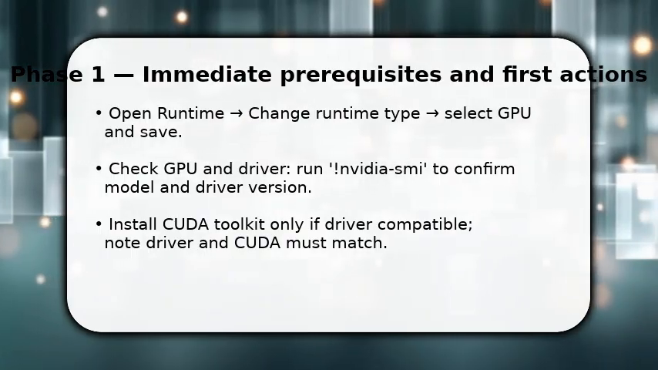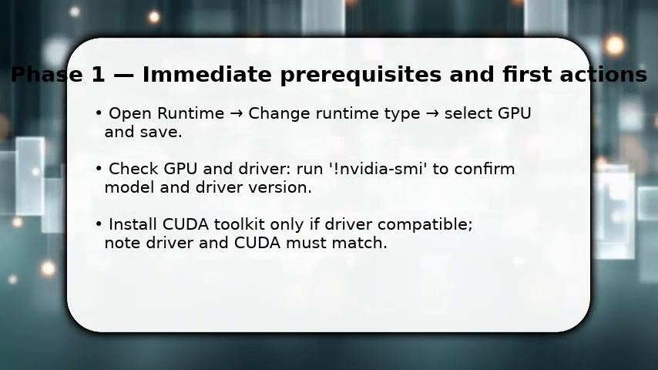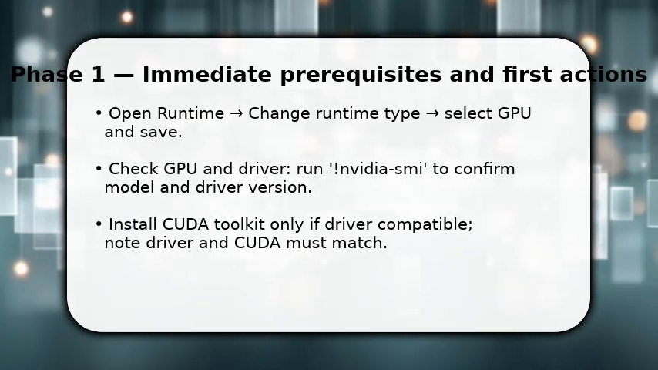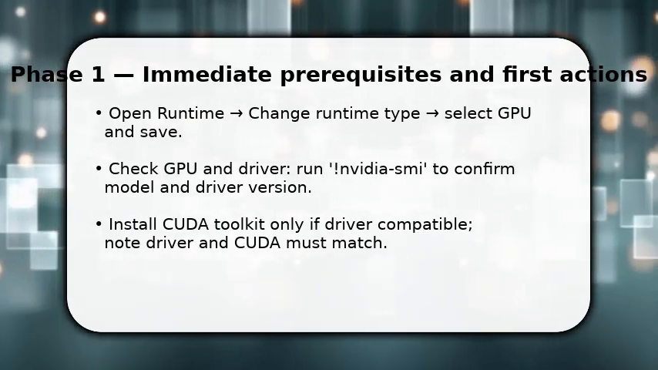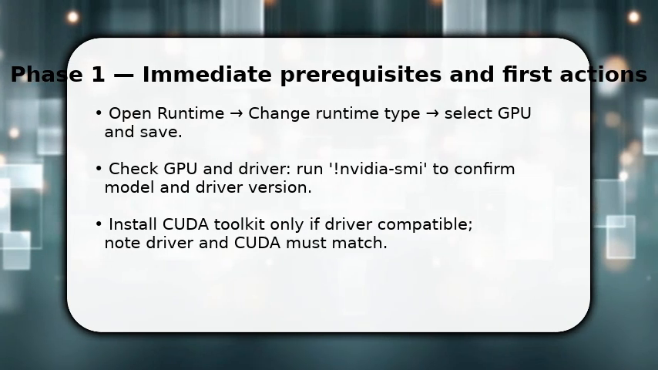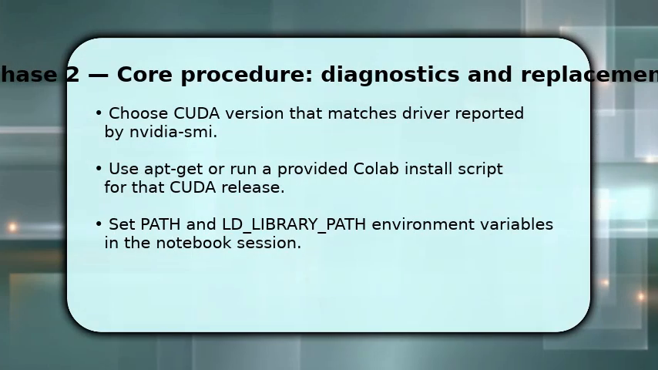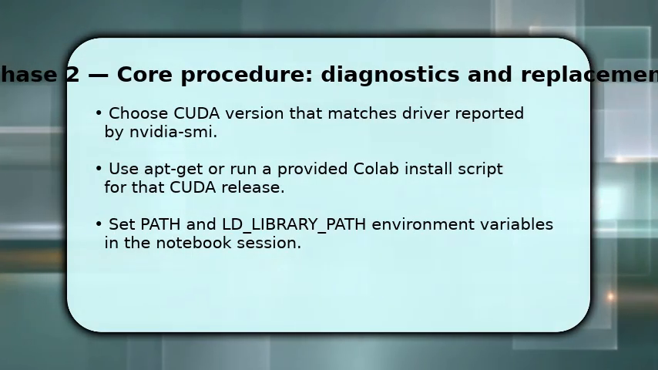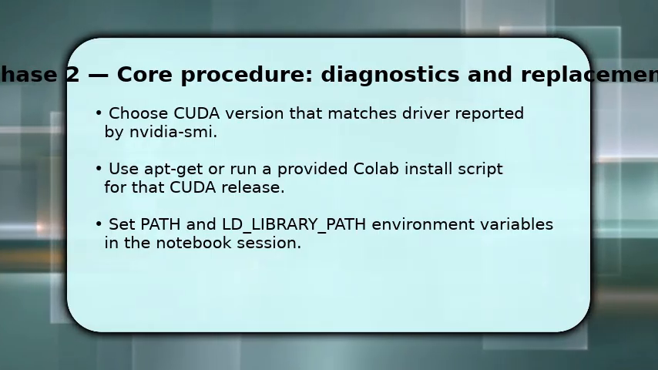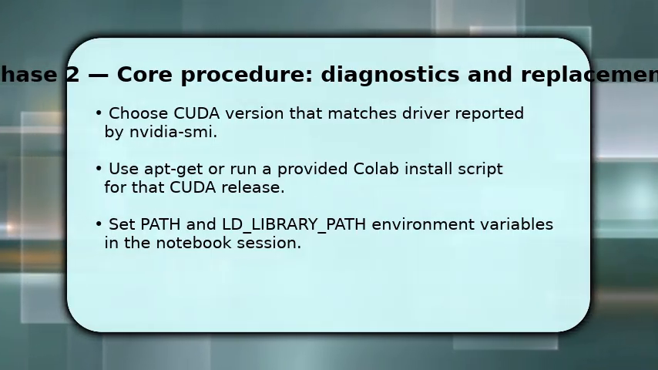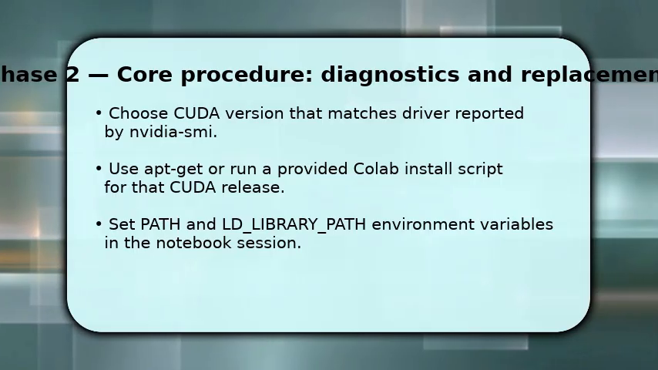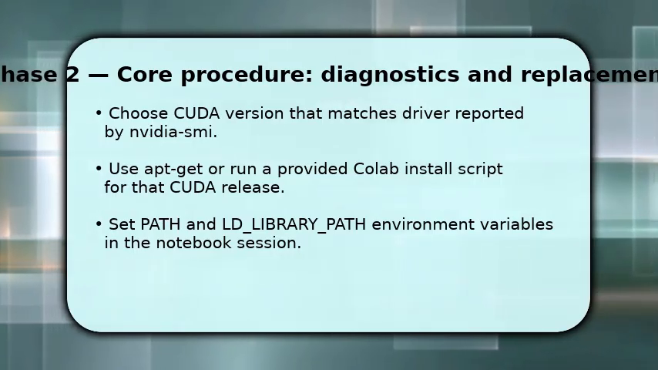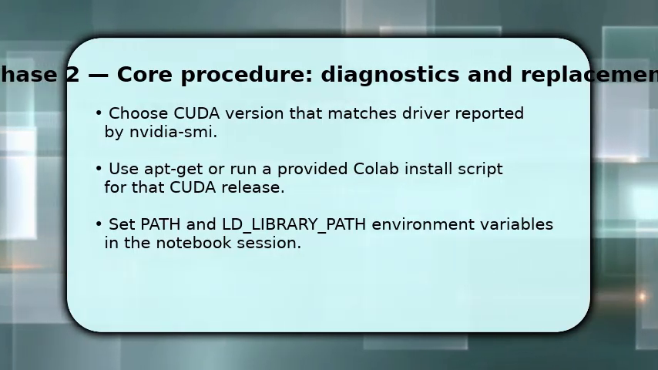I'm guiding you through the single reliable path. Verify hardware, confirm driver, then install the matching CUDA toolkit. Now install the CUDA toolkit that matches your driver. If the driver supports CUDA 11.x, pick that release. Run the apt-get commands or the Colab-friendly install script for that exact version and wait for the package step to finish. This may take a few minutes.